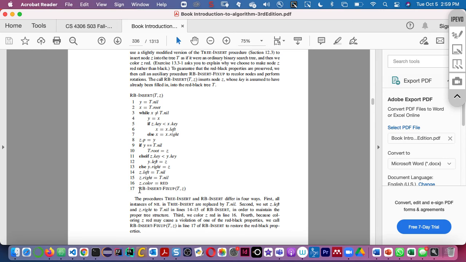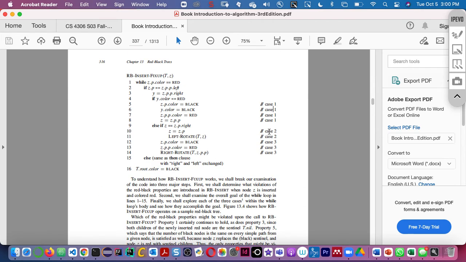Before you come to this fix up, it applies the general procedure: the newborn node is red, and the tree is balanced as in an AVL tree. Since it is a BST, it puts the node on either the left side or the right side. But after insertion, it checks whether there is any violation of these properties. That part is called insertion fix up, and it has 3 cases: case 1, case 2, and case 3.